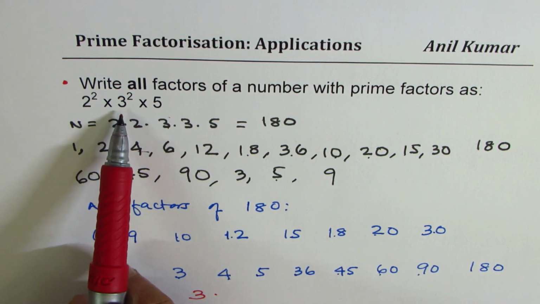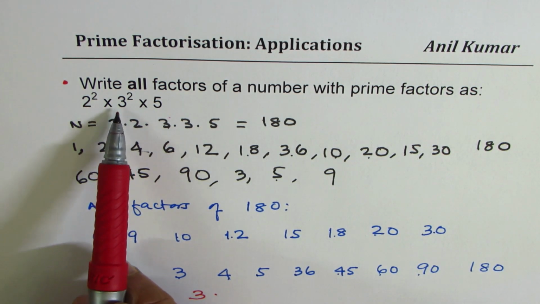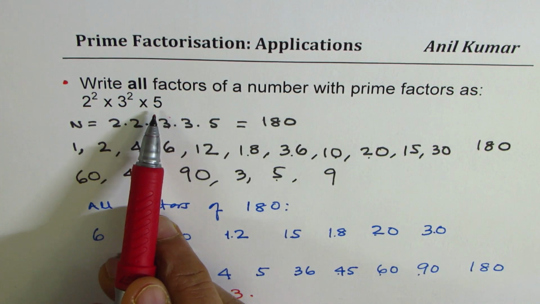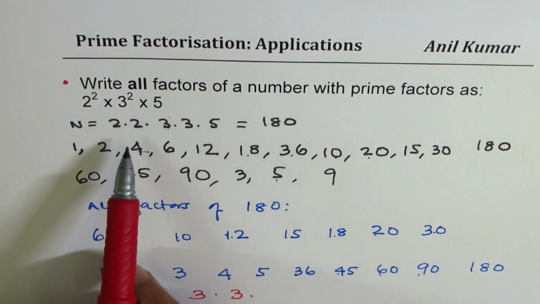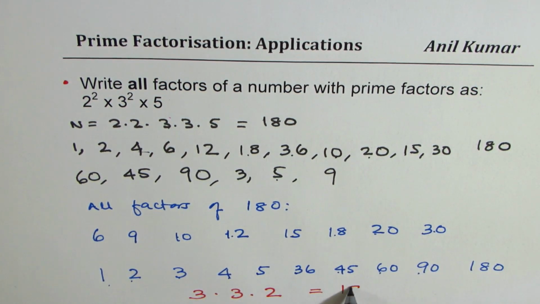Similarly with 3, we have 3 options. We may take a 3, we may not take both the 3s, but just one. So we may take 1 3, 2 3s, or none of them. So there are 3 options for 3. With 5, we could take 5, getting the factor 5, or we need not take a 5. So that is also an option. So there are 3 times 3 times 2 number of options, which gives us 18.